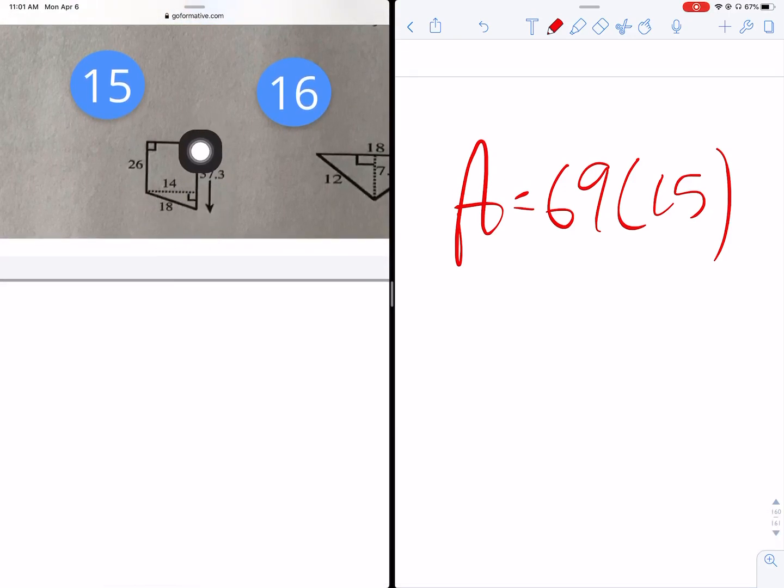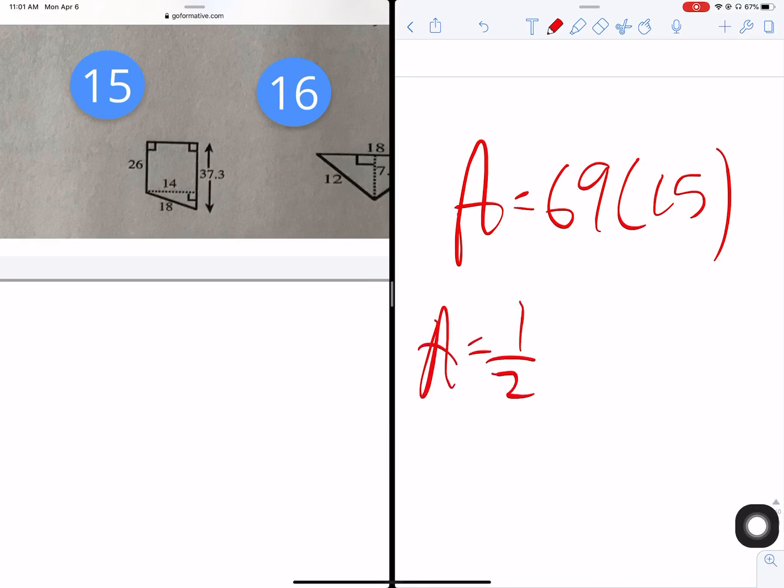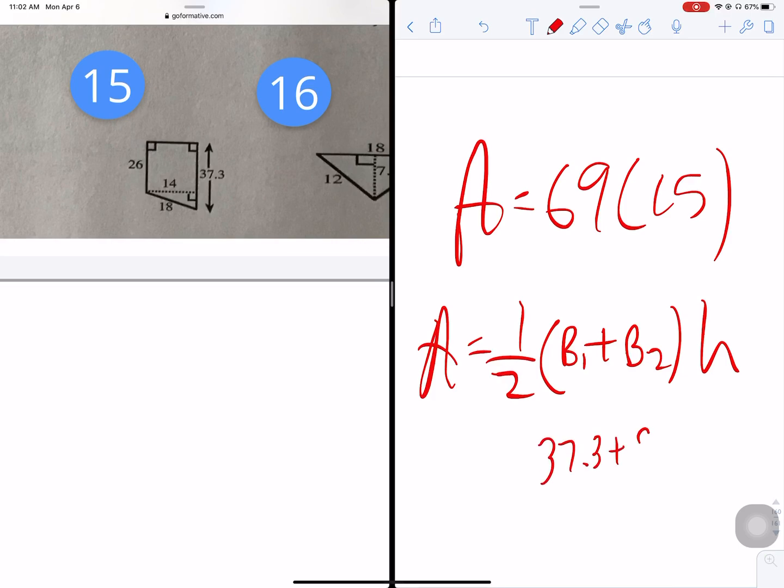See that? 37.3. There's the height. 14 is the height. So you're going to do base 1, base 2. If you forgot the formula, it looks something like this. 1/2 times base 1 plus base 2. And then you're going to times it by the height. Base 1, 37.3. Base 2 is 26. We want half of that, and then we're going to times it by 14.